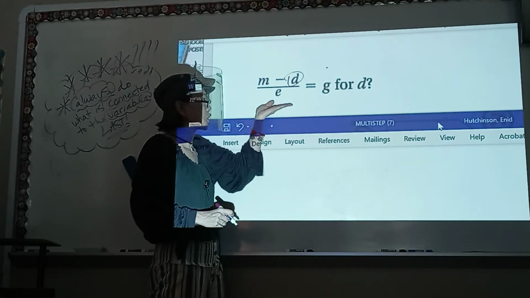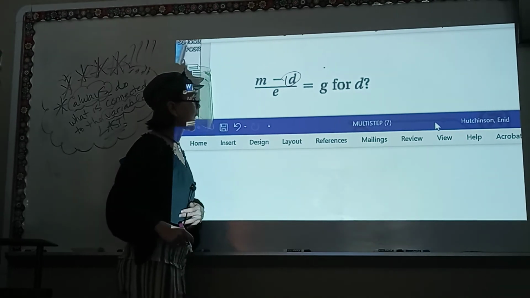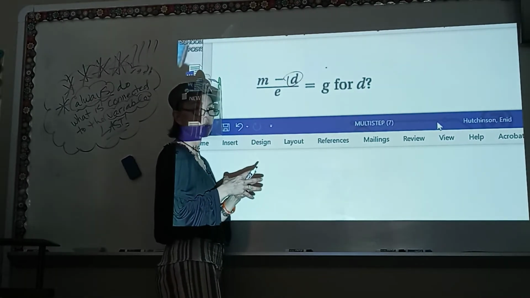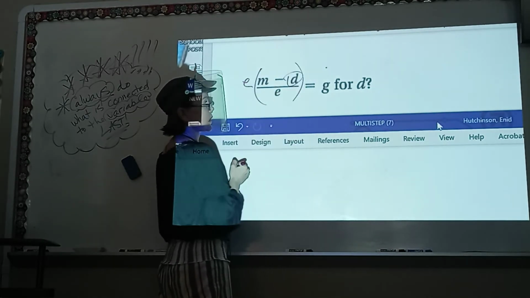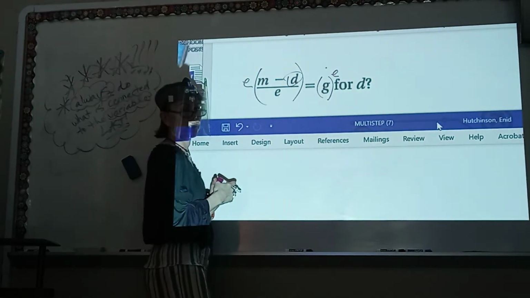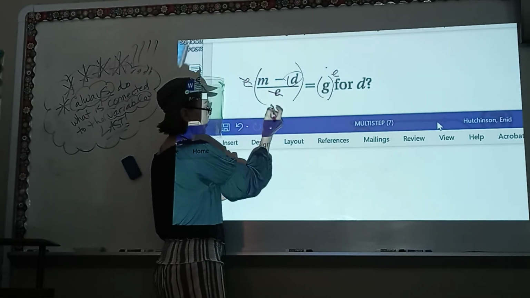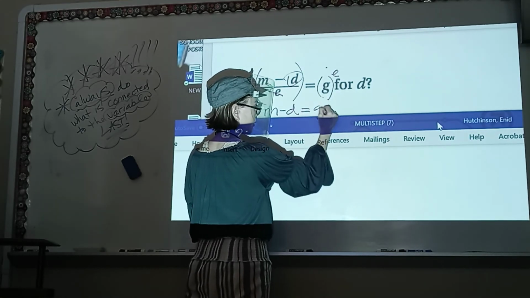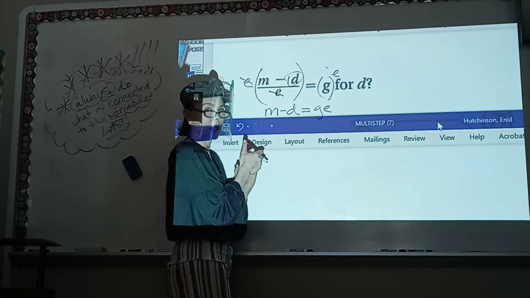So we have a fraction. How do we deal with that? We have to get rid of it first. How do we do that? By multiplying by whatever is in the denominator. What's in the denominator? The E. So we're going to multiply by E on both sides. And we bring down what we have left over. We have M minus D equals, what's G times E? GE. We can't actually do it, so it stays exactly that, GE.